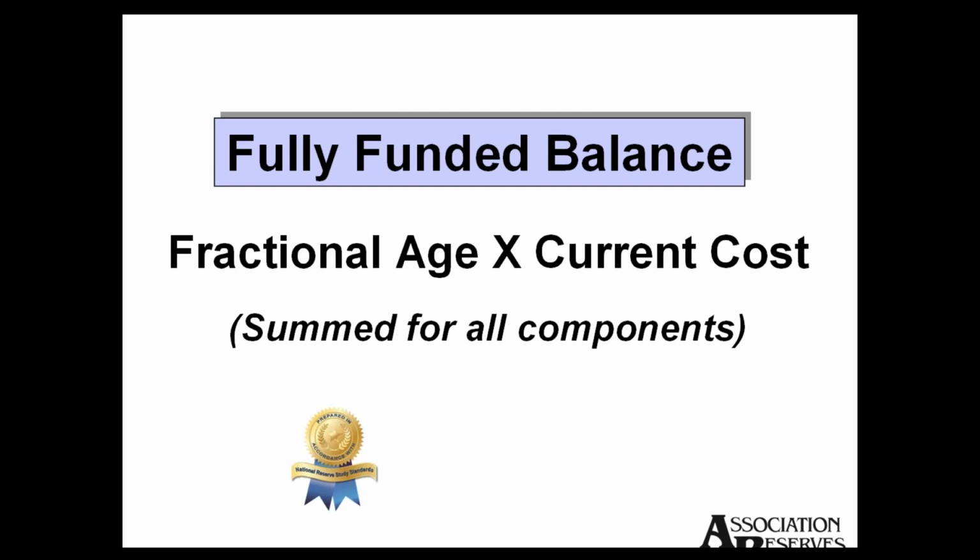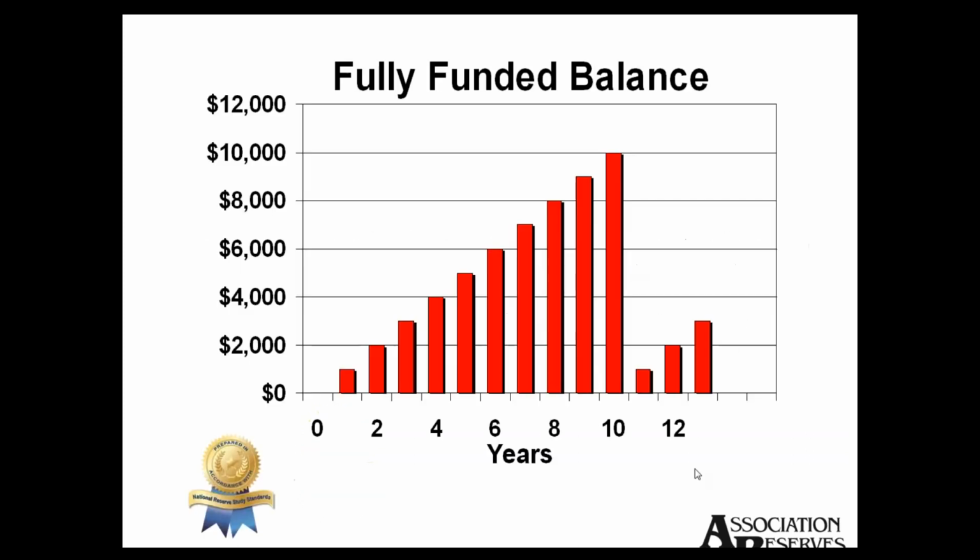Mathematically, the National Reserve Study standard calculation is the fractional age of the asset times the current cost. So for the pool resurface, it was 5/10 times the current cost, and that gives you the value. You do this for all the components, and what you're going to get is a consistent, for each component, moving scale.